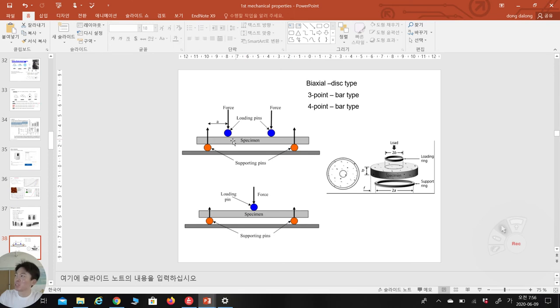test. This is a 3-point: 1, 2, 3. This is a 4-point: 1, 2, 3, 4. Now this is supporting, this is applied. Supporting, applied. And then once you make the specimen a disc, you can also apply the force like this using this link. This is an example of biaxial. Biaxial means one axial, two axial, biaxial.